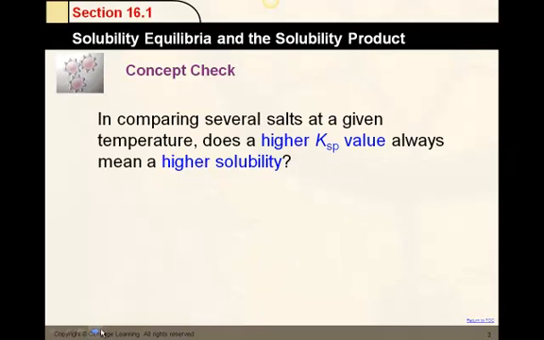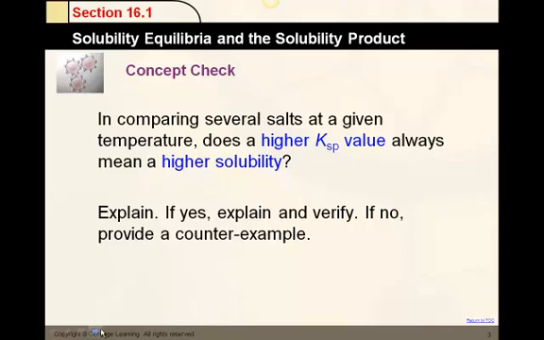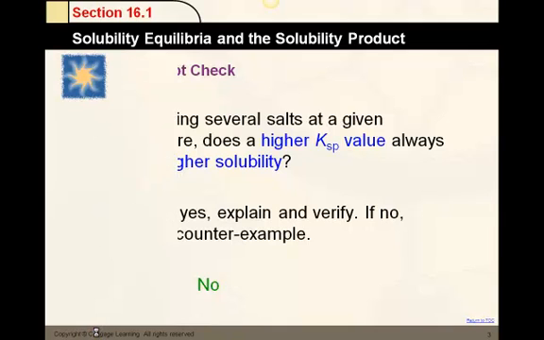So let's see what we have to know from this particular section. In comparing several salts at a given temperature, does a higher KSP value always mean a higher solubility? Well, in a sense, you'll see it says explain and verify if yes, and if no, provide a counterexample, which we will do. And the answer is actually no, because it depends on the number of ions in solution. Sometimes the solubility can be higher depending on how many ions we have in solution.